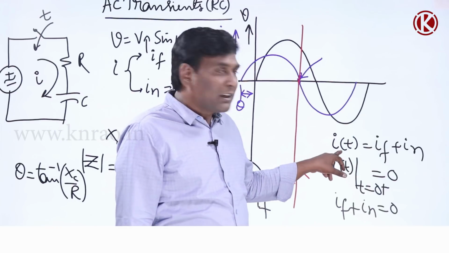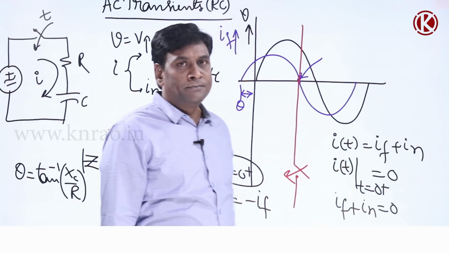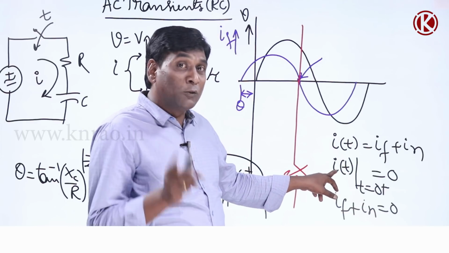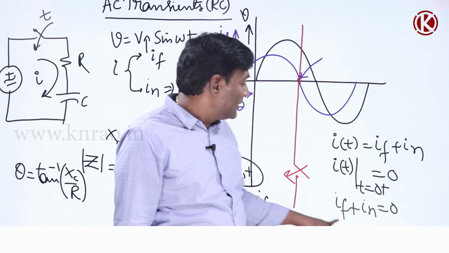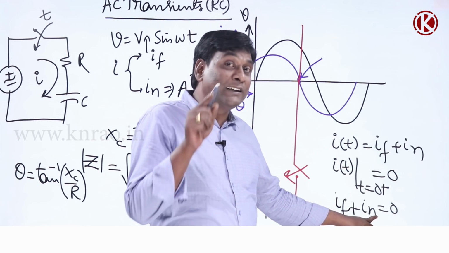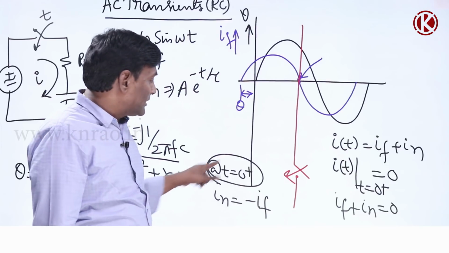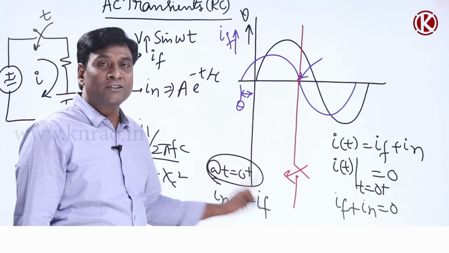Total current equals forced current plus natural current. Now total current at t equal to 0 plus will be 0. So forced plus natural at t equal to 0 plus is going to be 0. So at t equal to 0 plus, natural equals minus of forced.